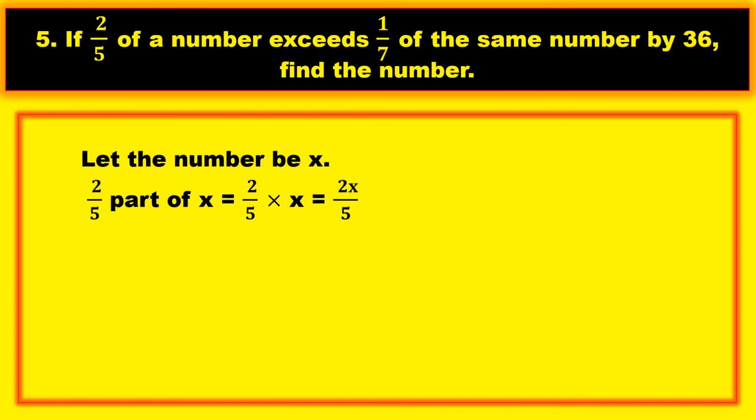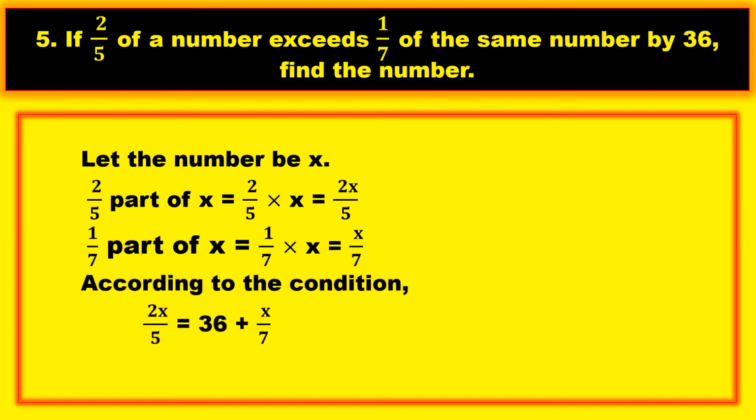Okay, in the same way we'll write 1 by 7 part of x, like 1 by 7 into x. So x into 1 is x by 7. Okay, we got these two. Now what is our condition? 2 by 5 of a number exceeds 1 by 7 of the same number by 36. So 2 by 5 of a number means 2x by 5. So 2x by 5 will be equal to, it is exceeding by 36 of x by 7. Okay, so exceeding means plus. So I used plus here.